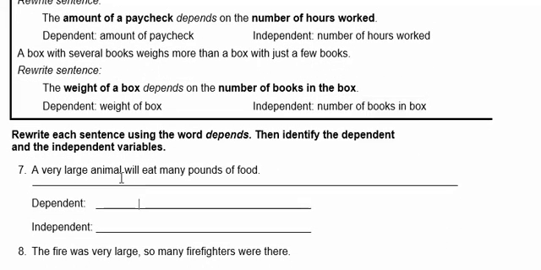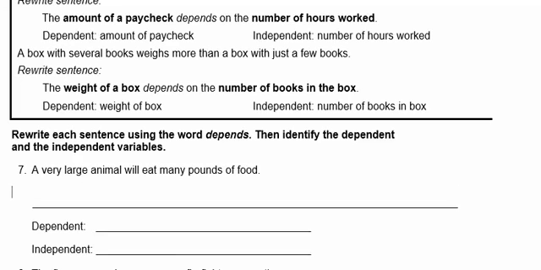Okay, so we need to rewrite this sentence. A very large animal will eat many pounds of food. So, how could we say this? The bigger the animal is, or the size of the animal, will eat many pounds of food. So I think that we could say this as the amount of food depends on the size of the animal. Now let's see if that makes sense. The amount of food depends on, yeah, because the bigger the animal is, they'll eat more food.